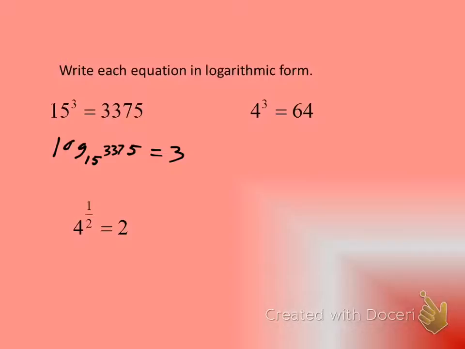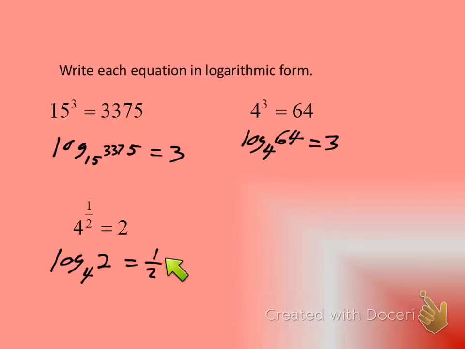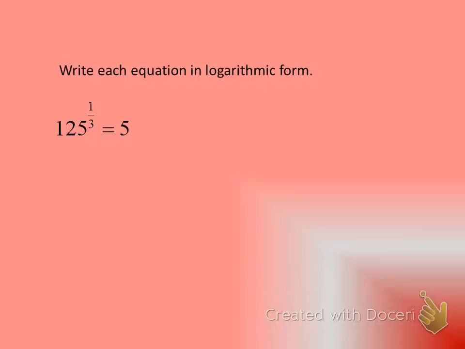So a few more examples. Log base 4 of 64 equals 3. And then once again, a little weird. Log base 4 of 2 equals 1/2. Remember, this is your exponent, okay? So you're putting this exponent on this base to get this result. Okay, let's see if you can handle one like that. Go ahead and answer this question here.